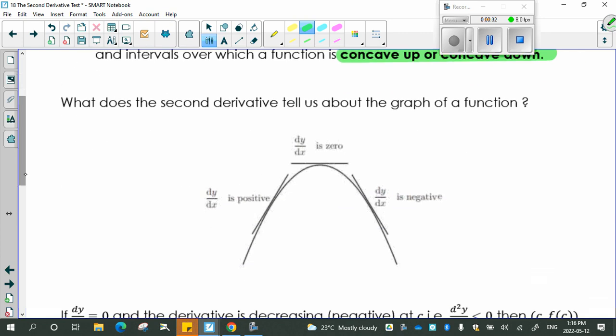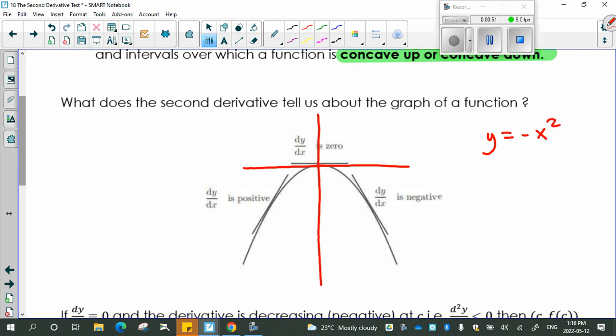What does the second derivative tell us about the graph of a function? Okay. So I'm doing really basic functions here so everyone can catch on. Okay? So if I draw my x and y axis in here, could I call this y equals negative x squared, that function, and you'd be okay with it? Yeah. Okay. So y prime would be negative 2x, agreed?